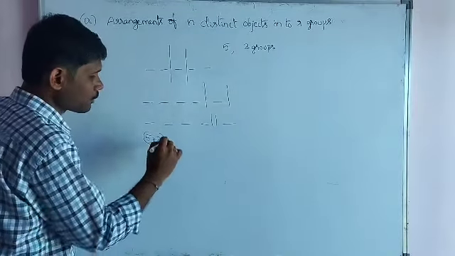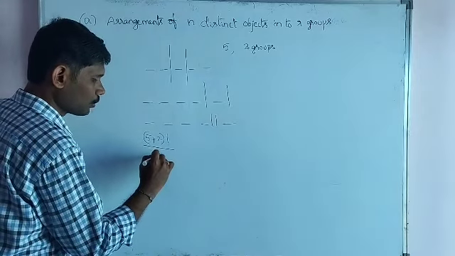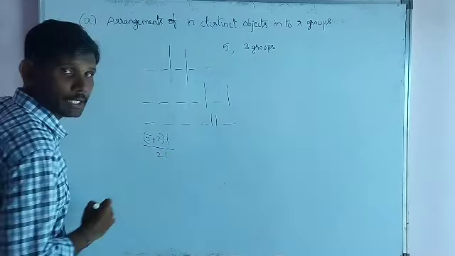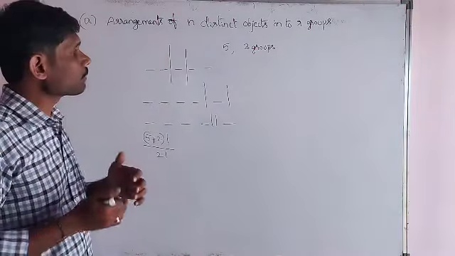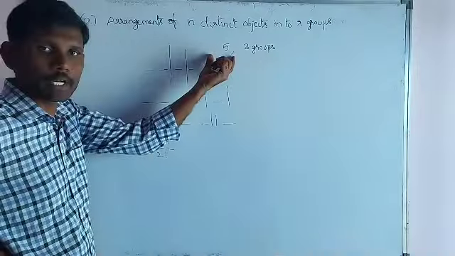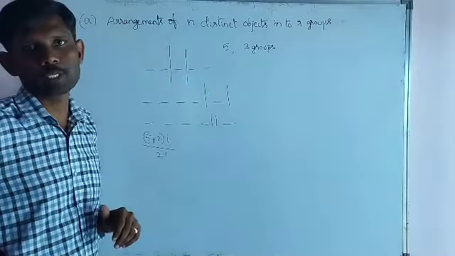Total number of arrangements: (5 plus 2) factorial by 2 factorial, because partition marks are identical. So this is the total number of ways in which we can arrange 5 different objects into 3 different groups. 7 factorial by 2 factorial.